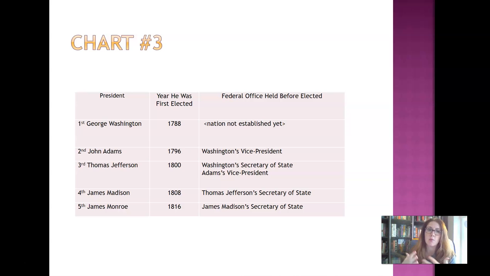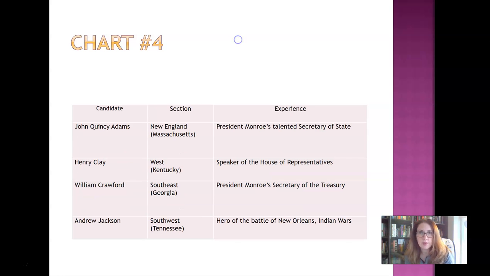So it seems like that was a pattern emerging, that being Secretary of State was a good qualifier for becoming president, was a good experience that you would look for in a future president. That's not too much how it works nowadays, but at the time. So here are our candidates.